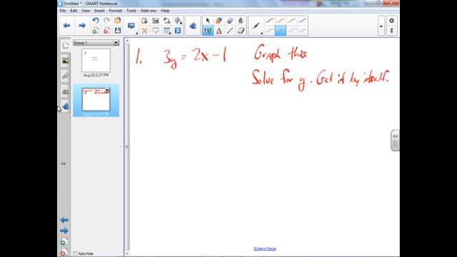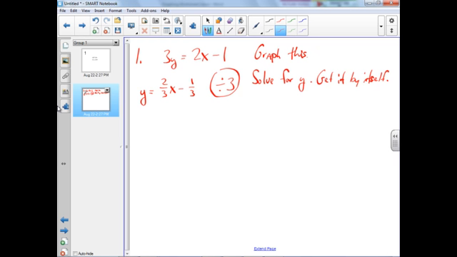So what we're going to do here is divide everything by 3. So y equals 2/3 x minus 1/3. And to do this, we divide it by 3. Okay? That's how we got from 3y equals 2x minus 1 to y equals 2/3 x minus 1/3.